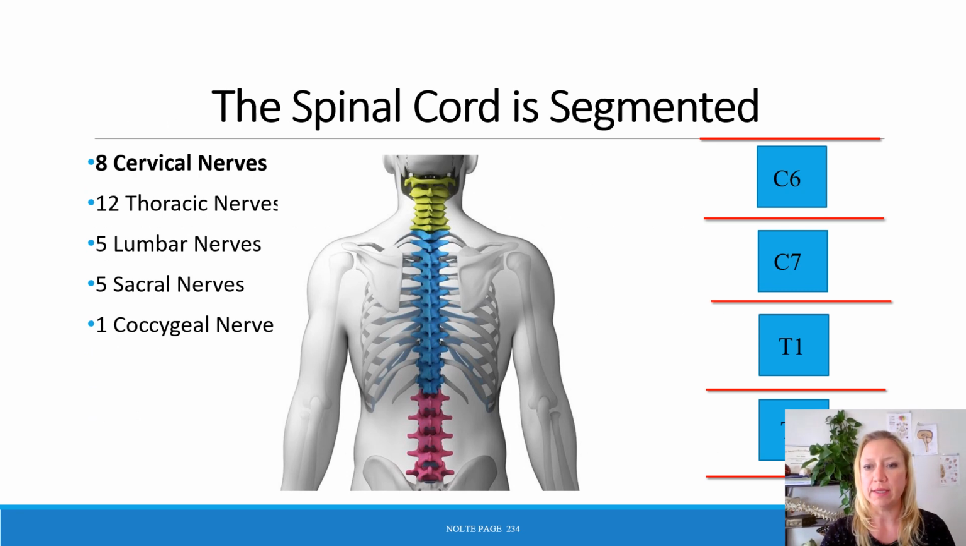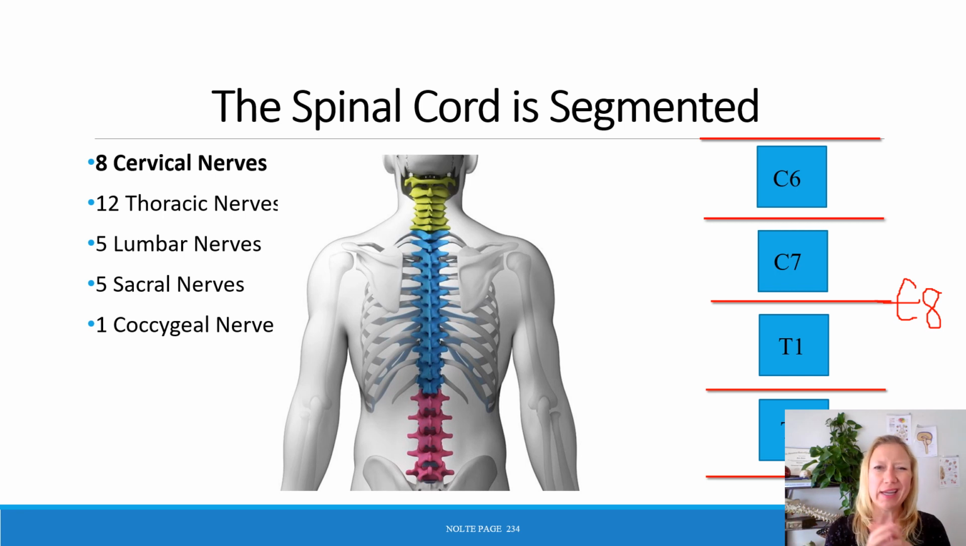The spinal cord is segmented. So when we're looking at this here, I drew out these little boxes and these little lines in order to signify where the nerves are. So right here is going to be where the C8 nerve is. Okay, so C8 nerve, we have 8 cervical nerves, 12 thoracic, 5 lumbar, 5 sacral, and 1 coccygeal nerve.